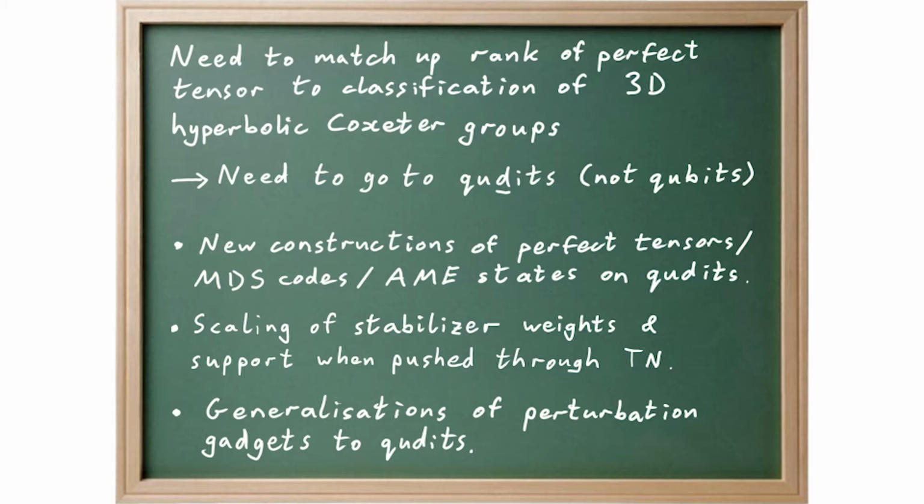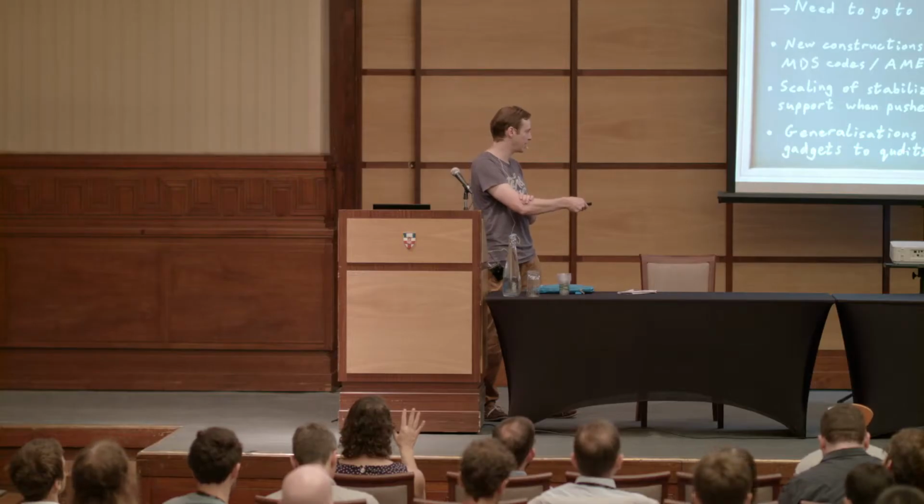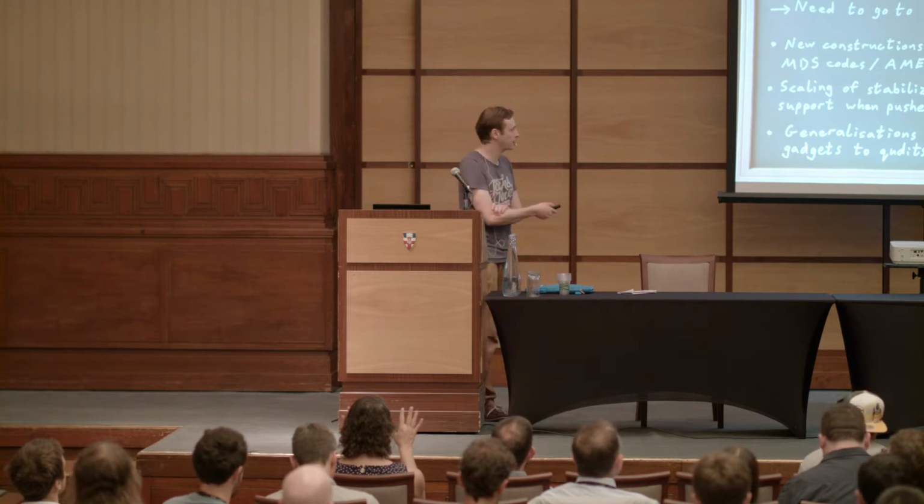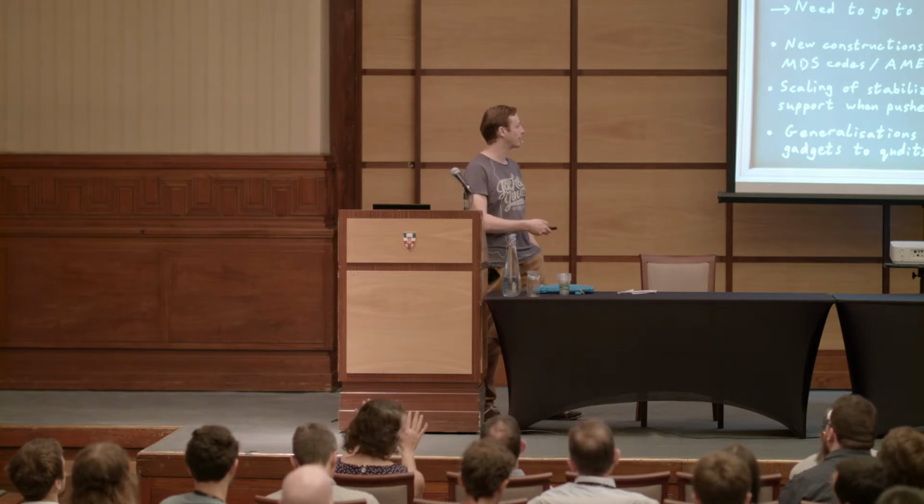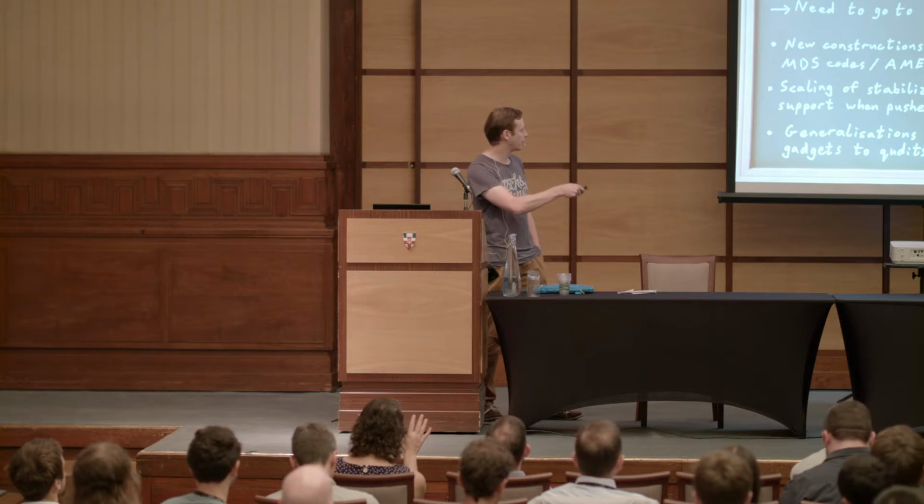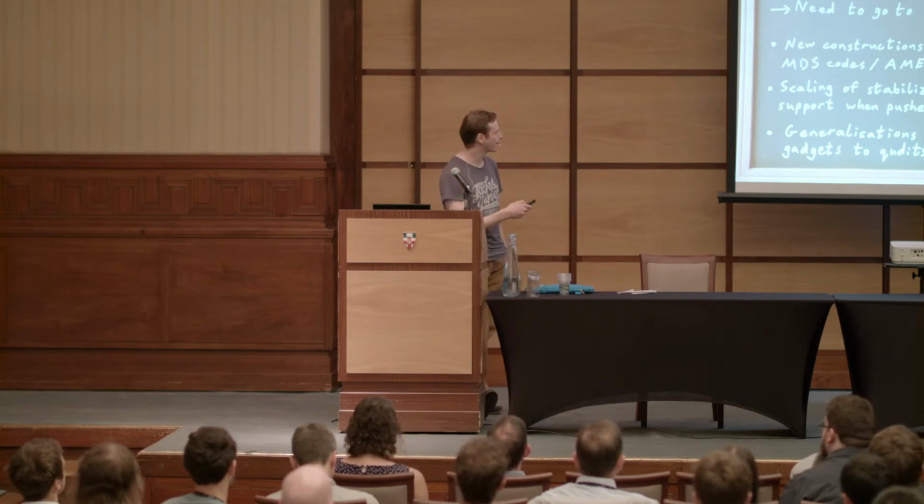So we have to generalize MDS codes to qdits, and this is how you construct the perfect tensors. We have to look at the scaling of stabilizer weights and support when pushed through the tensor network, but these are now qdit stabilizers. We have to construct new perturbation gadgets because people had almost exclusively done them for qubits. But okay, this is all very nice, and I suspect some of these theorems or lemmas have other applications in quantum error correction and in other areas of quantum information. So if you want to hear about that, either go to the paper or talk to Tamara Kohler, who's in the audience, who's my co-author on this paper.